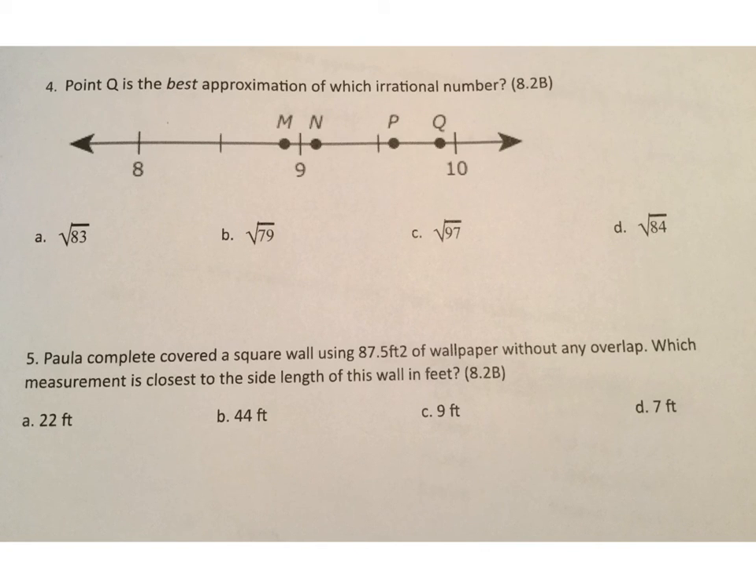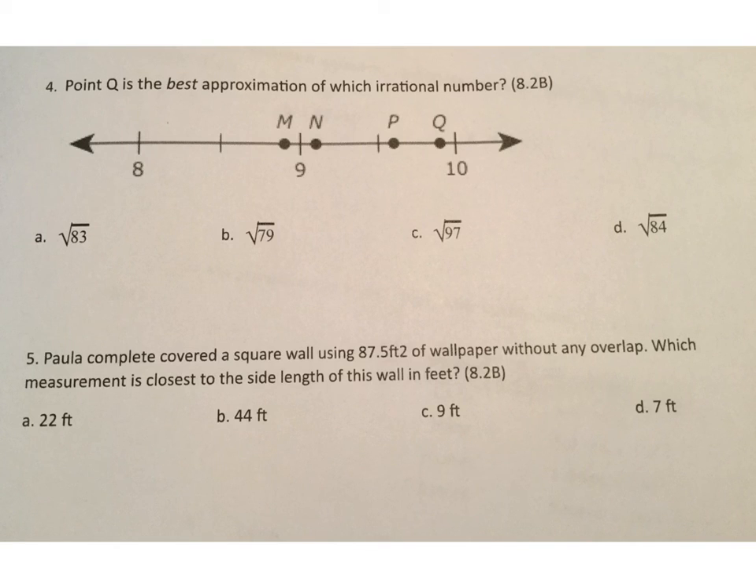Number 4, point Q is the best approximation of which irrational number? A, square root of 83, B, square root of 79, C, square root of 97, or D, square root of 84. Press pause if you need to go ahead and work out number 4.